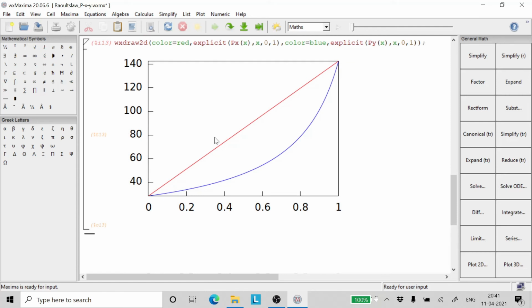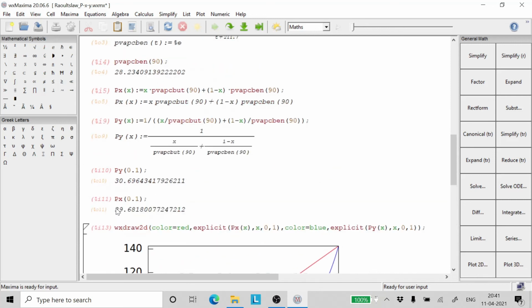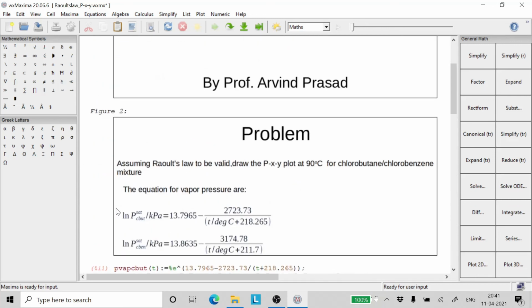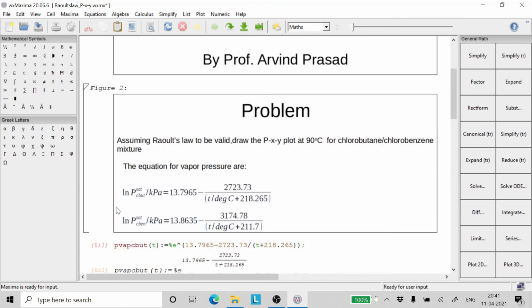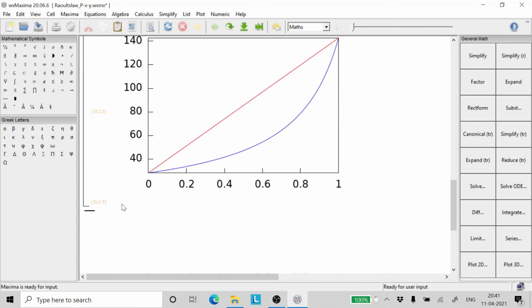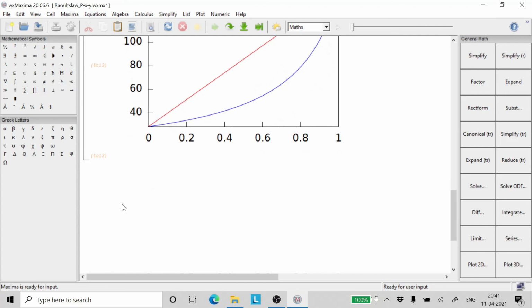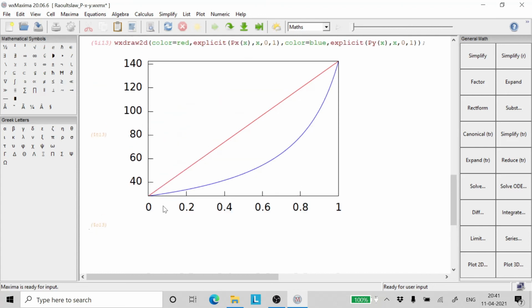And as we can see, the Px plot is over the Py plot. So this was a demonstration on how we draw a PXY plot or a PXY diagram using Raoult's law. Now, what is the information that we get here?